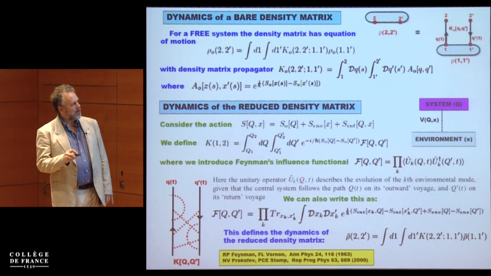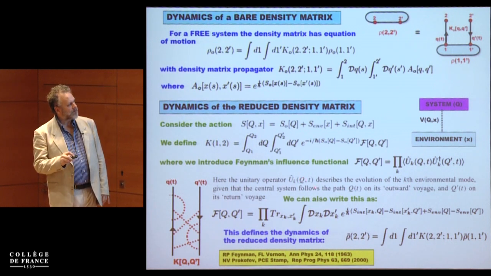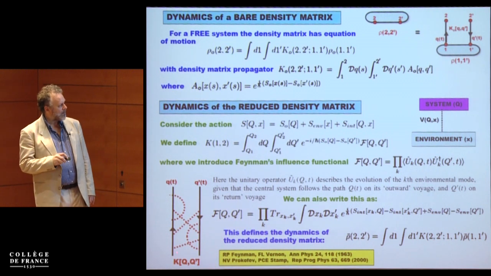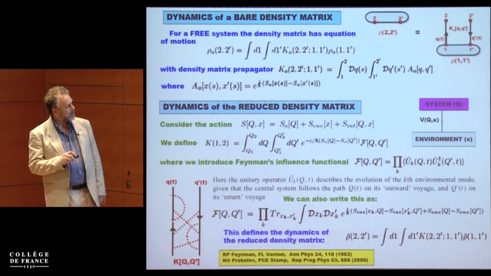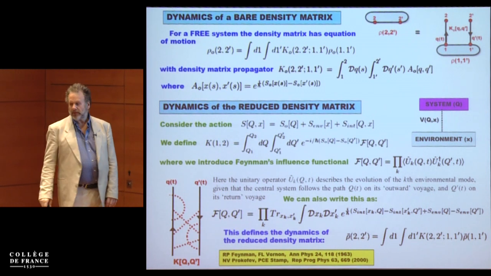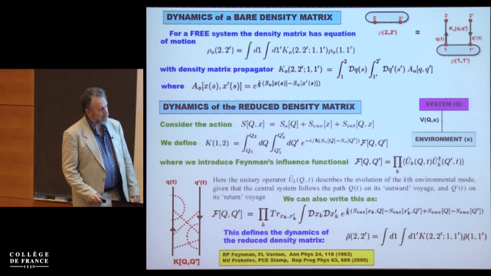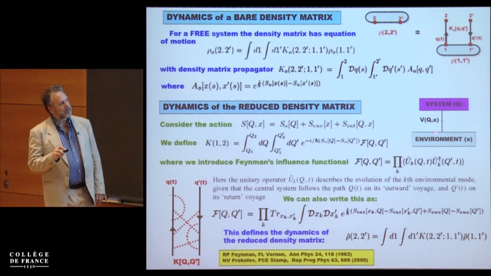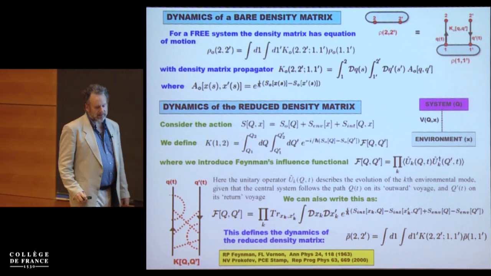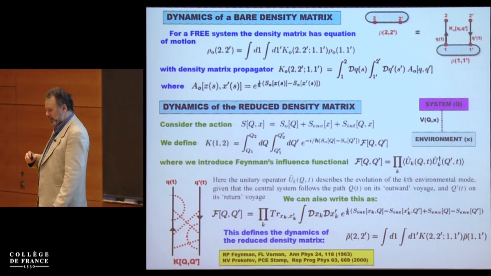In fact, we can in words say the unitary operator describes the evolution of the kth environmental mode given that the central system follows a path q on its outward voyage and q prime on its return voyage. And then we can write this, and these formulae are very complicated, but you can see what they mean diagrammatically. Now, the electron goes up here and comes back here in the density matrix, but it's interacting with photons. And that may mean what we call here a self-energy correction. The photon is emitted by the electron and then reabsorbed, but it can also involve exchanging the photon between the two lines. Now, I talked about this as though these were photons, but of course they might not be photons. They might be something else. We might be dealing with something like spins, in which case the things look a little bit different, as we'll discuss.